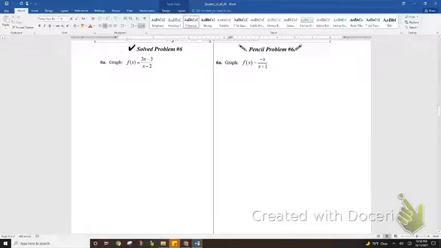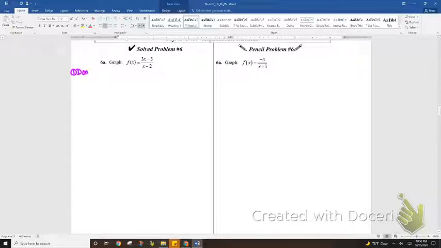Alright, objective 6 of 3.5 is graphing rational functions that we can't use transformations for. So basically we're going to take everything that we've learned dealing with rational functions and put it together so that we can graph it. Alright, so the first thing we're going to do is start out with our domain.